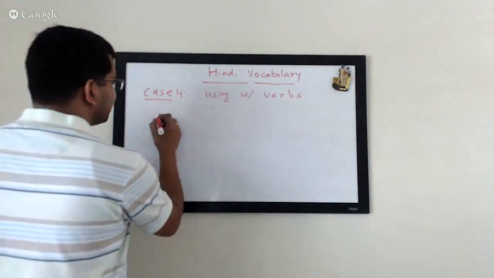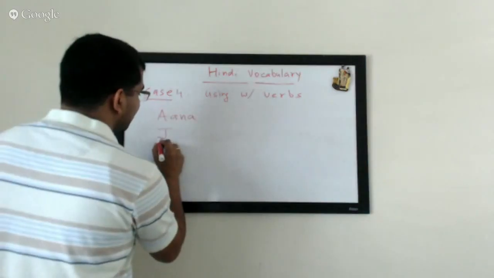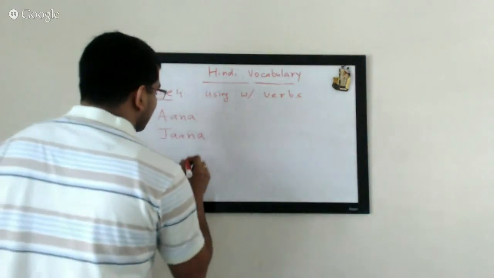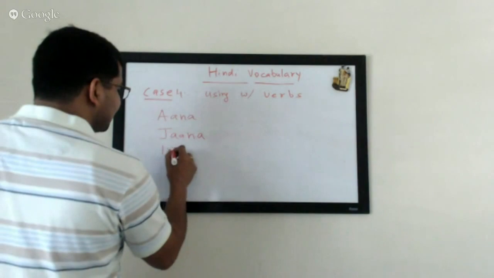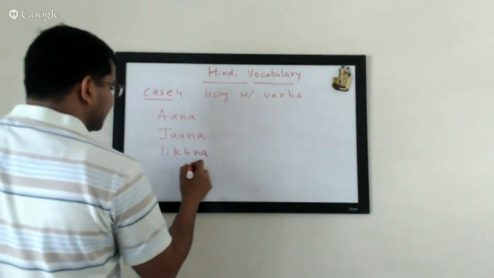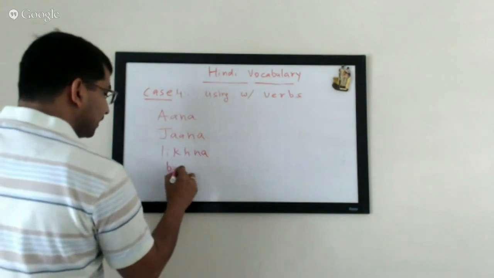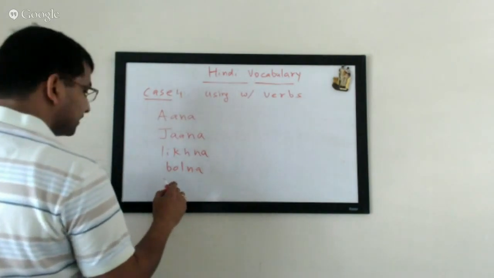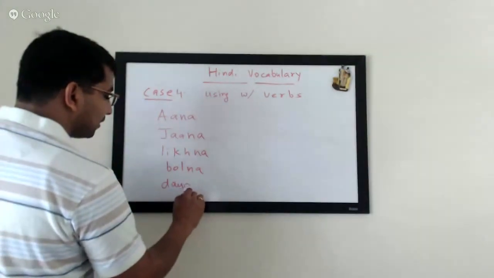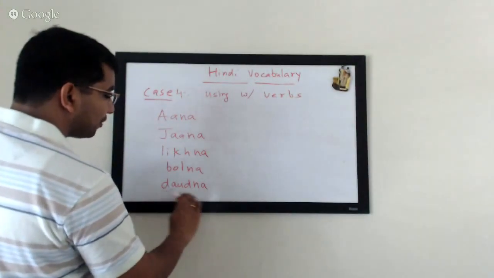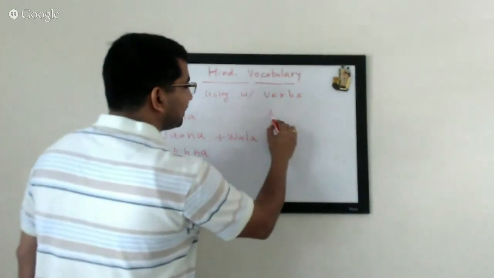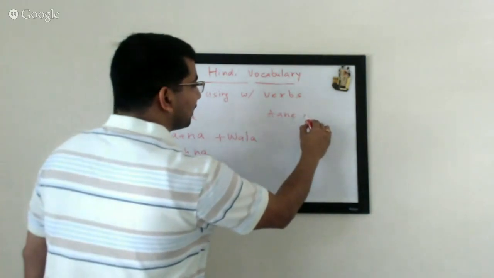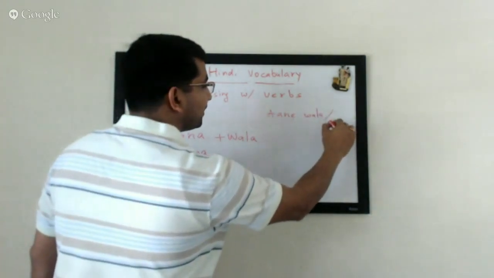So you have ana, you have jana. Ana is to come, jana is to go. You have likhna, likhna is to write, and then bolna, and let's say daudna. Daudna is to run. And if I'm using wala with them, it will become aane wala or aane wali.